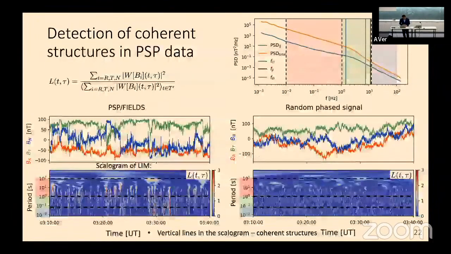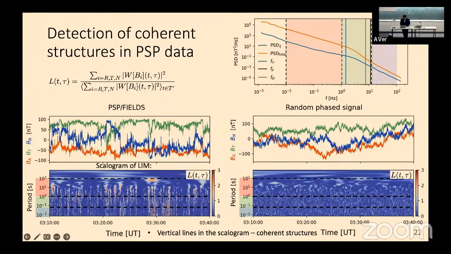So here, on the left-hand side, we show the magnetic field measurements in the radial tangential normal coordinate reference frame. This is an interval of 30 minutes, a sub-interval of the total interval that we are analyzing. And on the bottom, we show the scalogram of the local intermittency measure. And on the right panel, this is the random phase signal calculated as I have shown you before, and the corresponding scalogram is shown here.